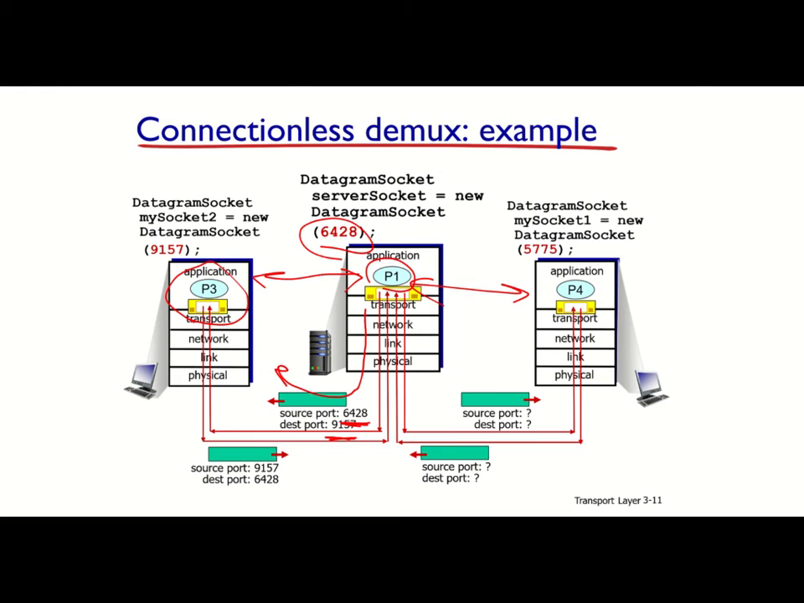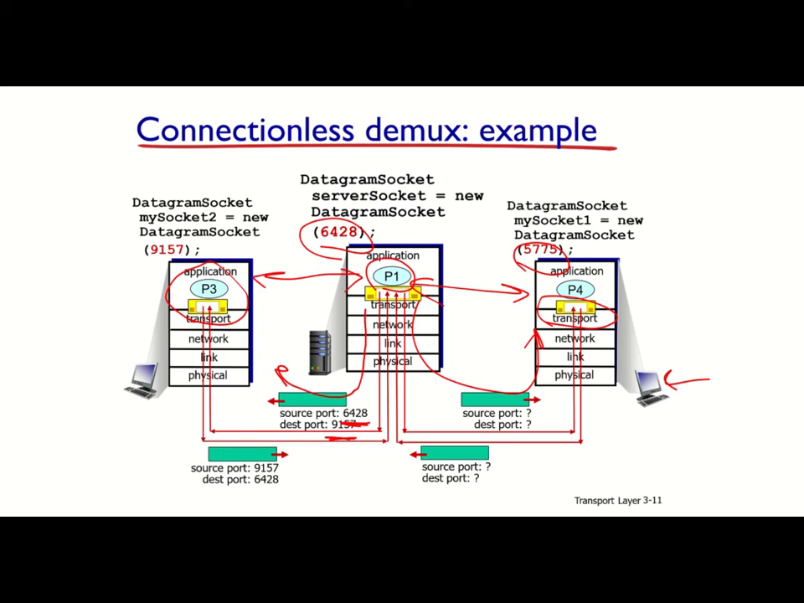And we have another port number, which is a destination port number in this connection between P1 and P4, which is 5775. This port number is used to specify the socket connecting P4 to the transport layer of the host in this side of the network, in the right hand side host.